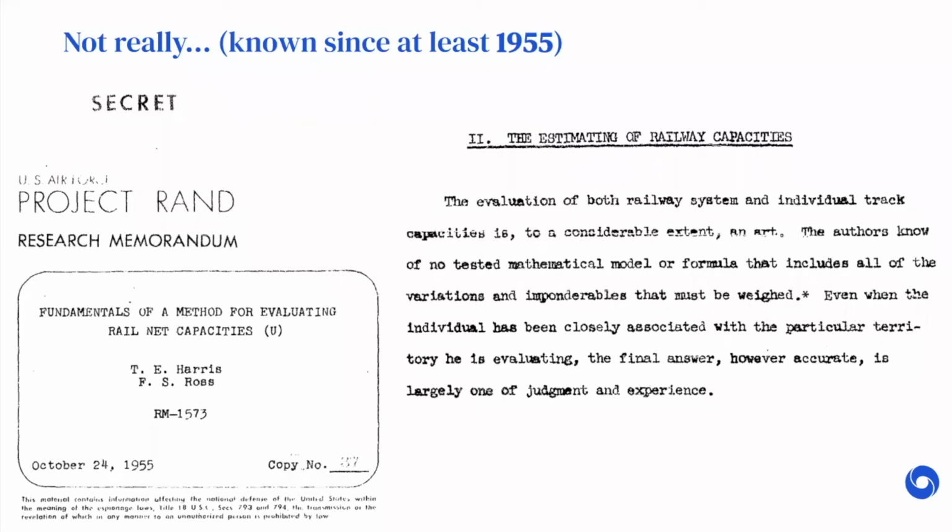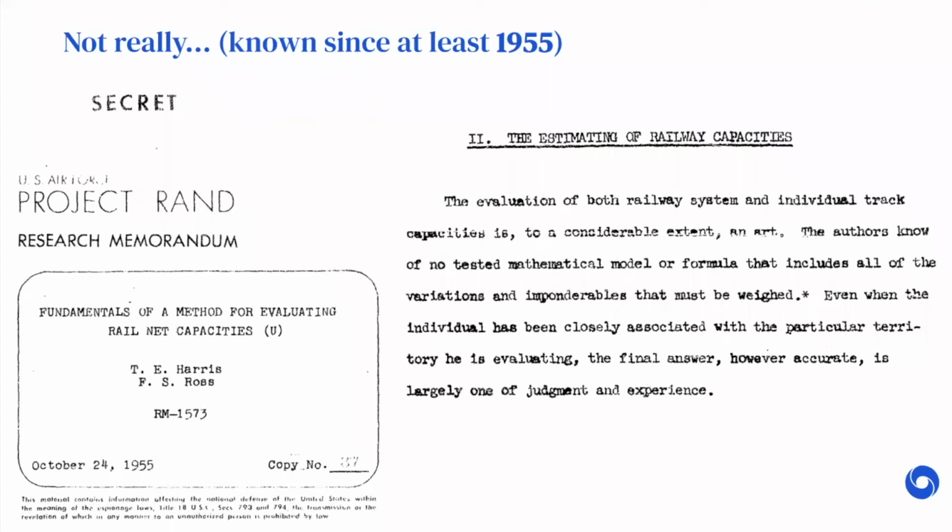And this is actually one of my favorite algorithmic papers. It introduces the maximum flow problem, which is one of my favorite problems in theoretical computer science. It's introduced in the context of studying railway network capacities and finding bottlenecks in railway networks. Right at the start of the paper, there is this particularly telling paragraph that says that evaluation of the railway system, so assigning a capacity to every single railway link, is to a considerable extent an art rather than a science. The authors know of no tested mathematical model or formula that would take into account all of the variables you need to take into account.